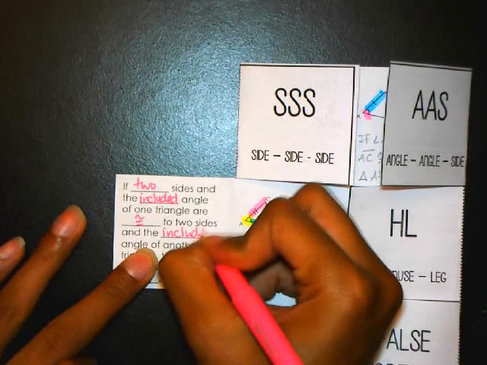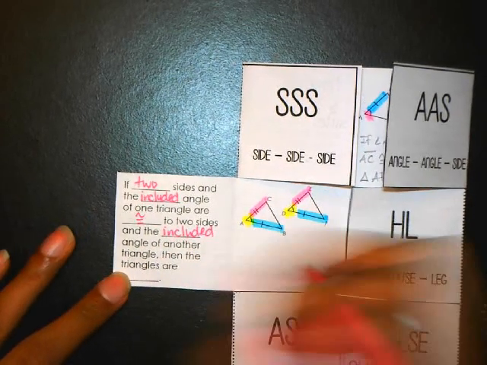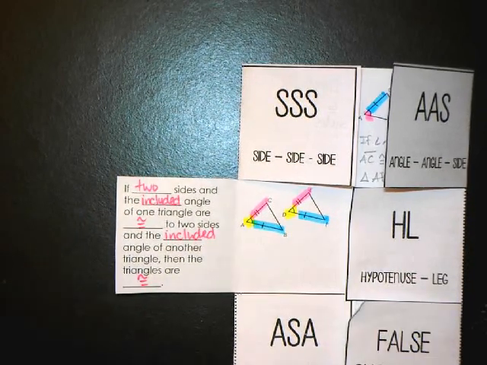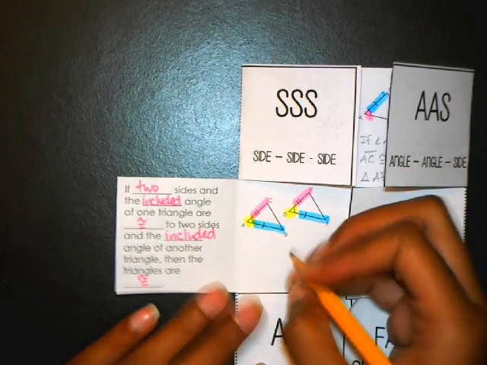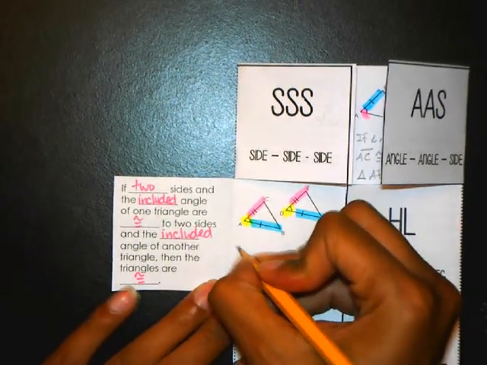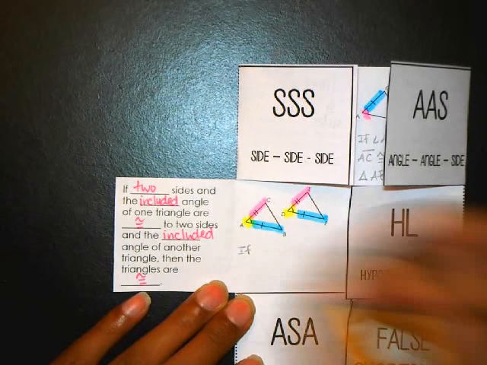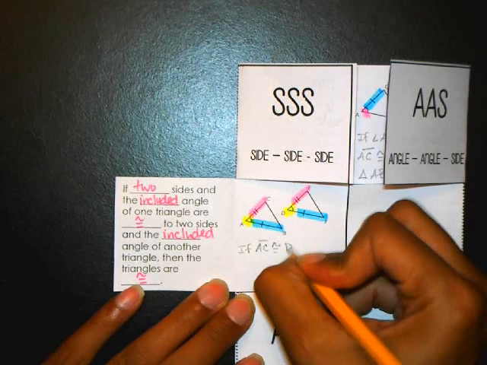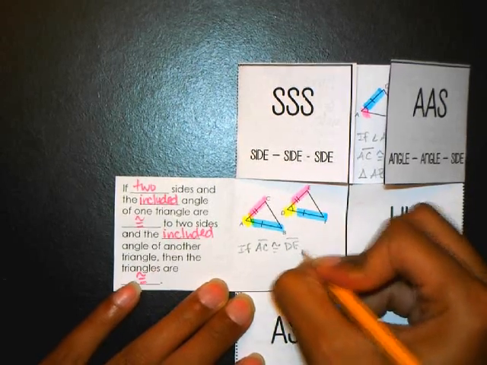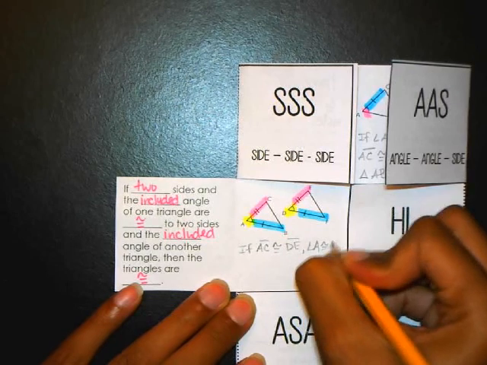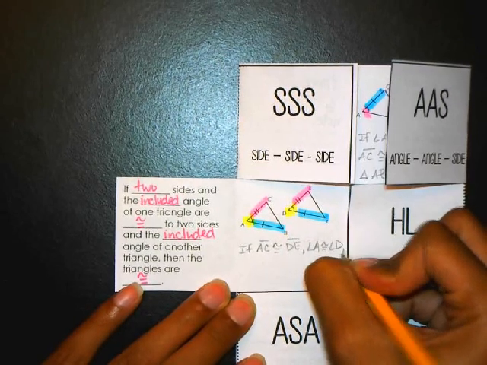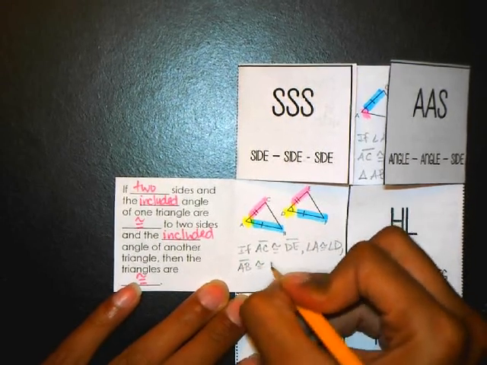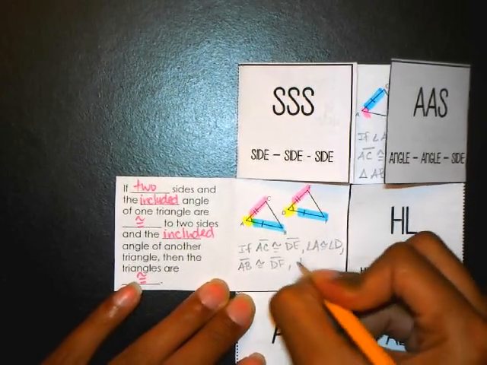Alright, so let's write the statement. If side AC is congruent to side DE and angle A is congruent to angle D and side AB is congruent to side DF, then triangle ABC is congruent to triangle DFE.